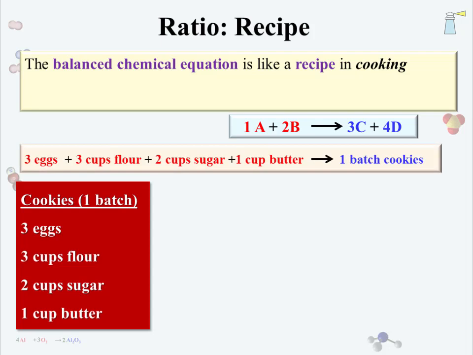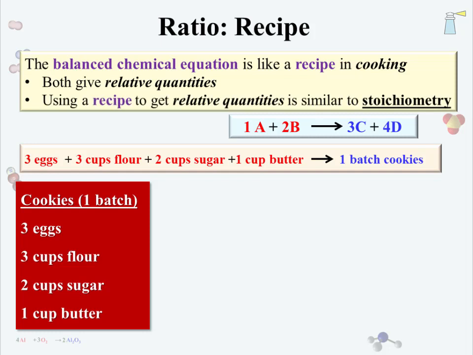Here we take the recipe and put it into a format similar to the chemical equation. The ingredients that go into making the cookies are the reactants, and the final product is the batch of cookies. The amount of reactants and products are included. We see that both the chemical reaction and the recipe in reaction format give relative quantities of their components. Since they are laid out in a similar format, using a recipe to get relative quantities is similar to stoichiometry. That is because amount information about one ingredient can be used to get amount information about another ingredient.